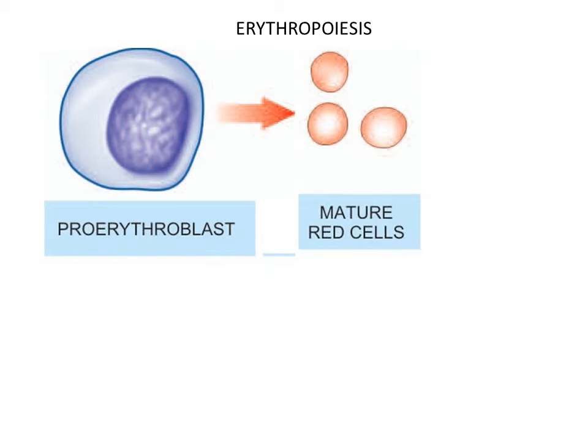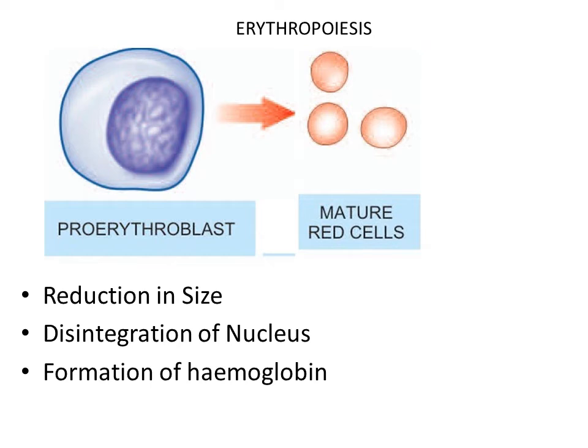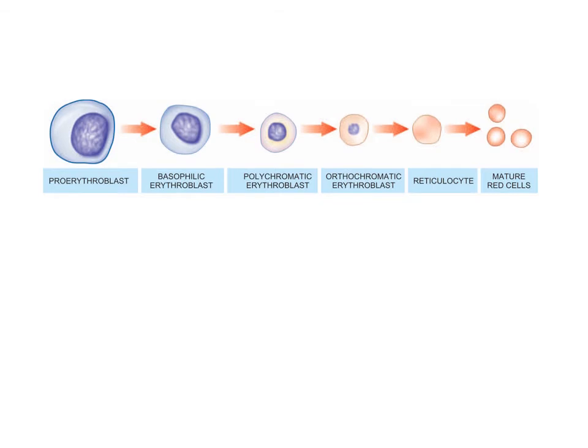Looking at the formation of mature red blood cell, it doesn't look like a pro-erythroblast. And the major differences are reduction in size, disintegration of nucleus, and formation of hemoglobin. We are going to be looking at the stages involved in the transformation of pro-erythroblast to mature red cell. Looking at the different stages, you can see the pro-erythroblast, basophilic erythroblast, polychromatic erythroblast, autochromatic erythroblast, reticulocyte, then mature red blood cell.